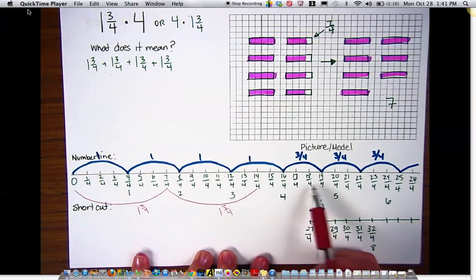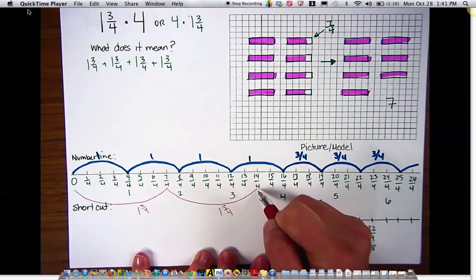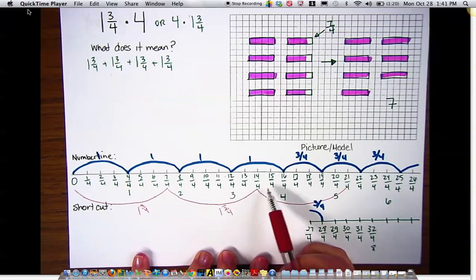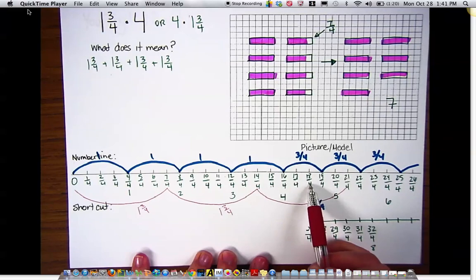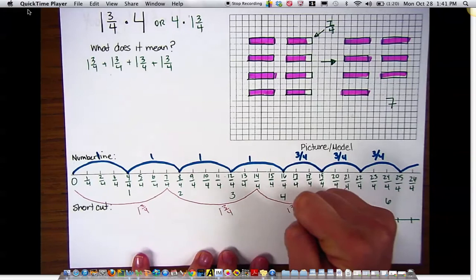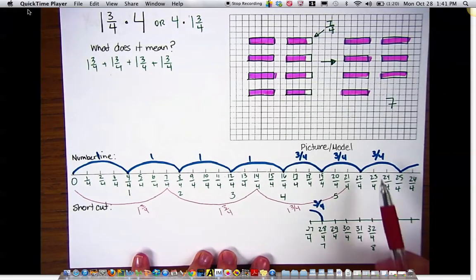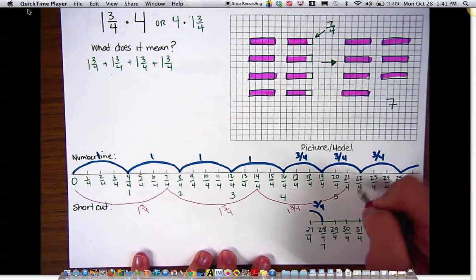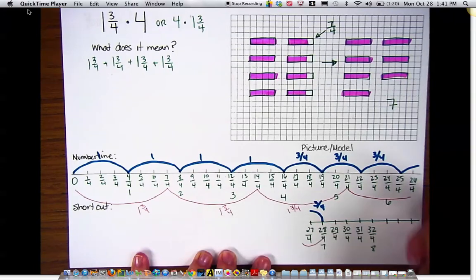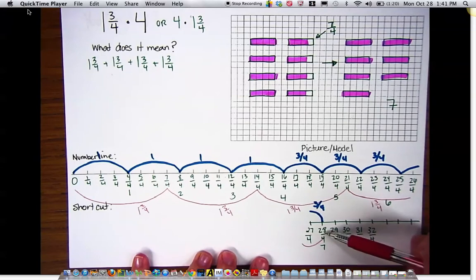1, 2, 3, 4, 5, 6, 7. So 14, 1/4, 2/4, 3/4, 4/4. So that's my 1 whole. 1, 2, 3. That seems to work again. And then I again want to do 7 more. 1, 2, 3, 4, 5, 6, 7. So I kind of go off my page and on again, and I get 1 3/4. So I again end at 28/4, which is 7 whole.